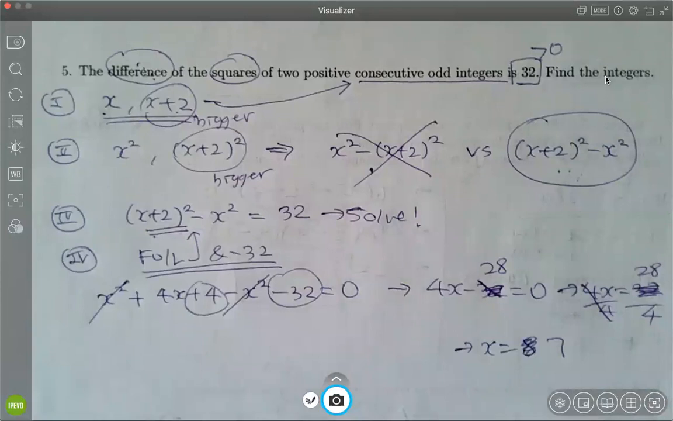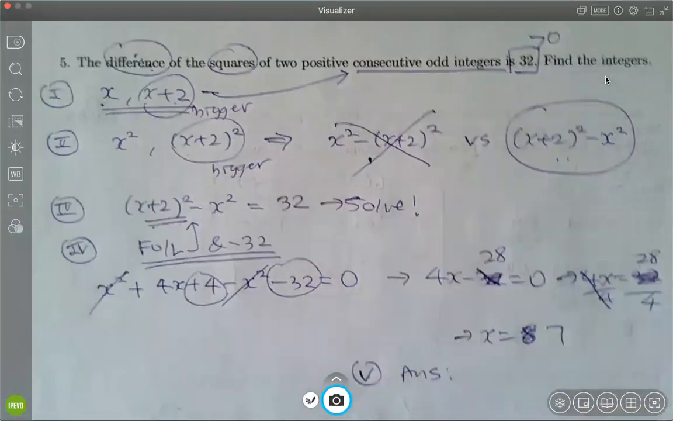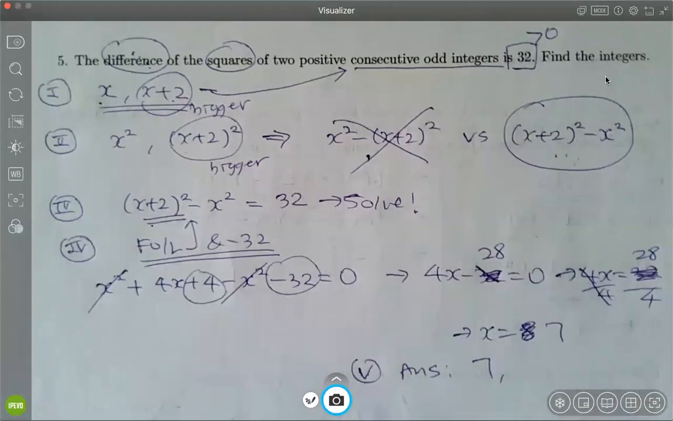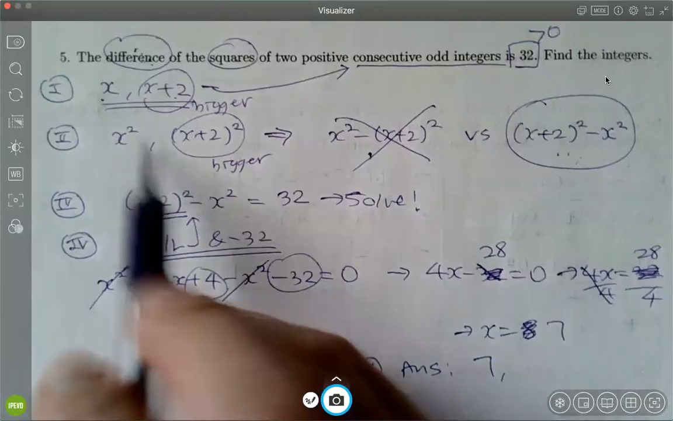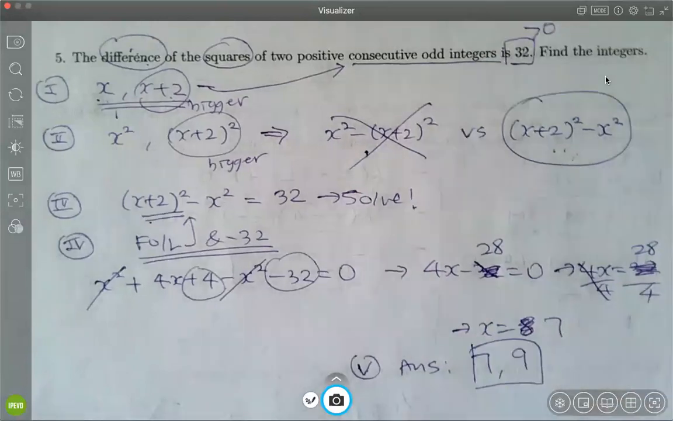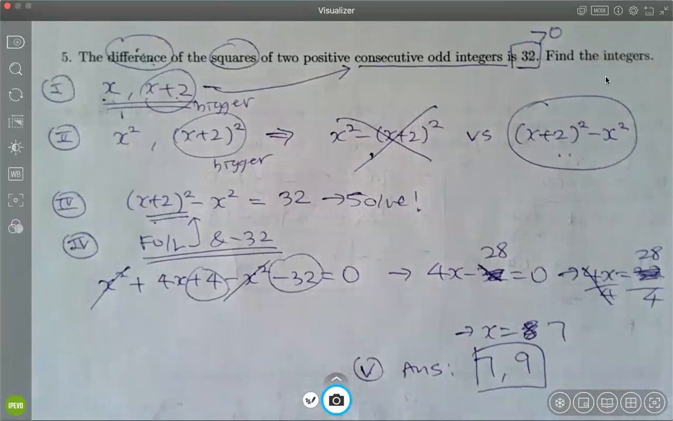Okay, so x is equal to 7. Are we done? No, what's the answer? 7 and 9. Yes. Do you see why? 7 was x, the next odd integer is 9. So 7 and 9 is the answer. Okay, so that is it for 1.5. And now, let's go to 1.6.